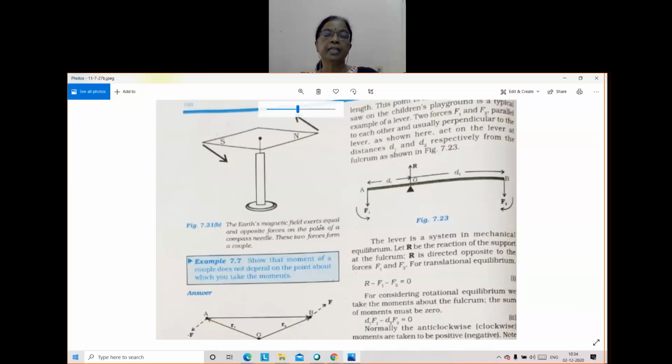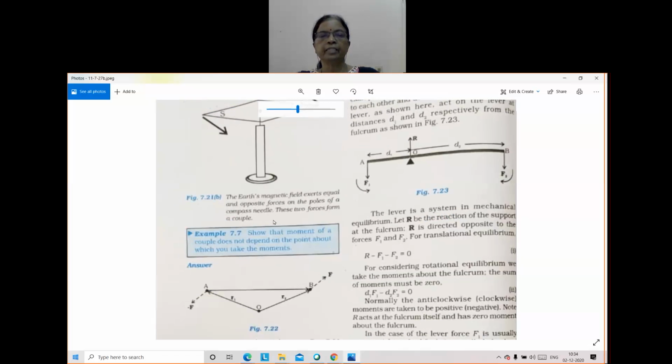The Earth's magnetic field exerts equal and opposite force on the poles of the compass needle. These two forces form a couple. Two equal and opposite forces act. What happens? That will experience a rotating effect. It will produce a couple, a rotating effect is produced, and it will come to align in the Earth's magnetic field direction. That means north-south direction. So these two examples you can take to explain the couple. What is a couple? Explain with an example. That is the question related to it.